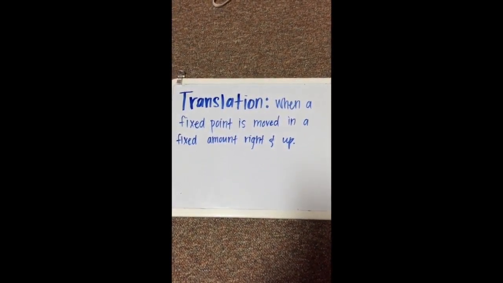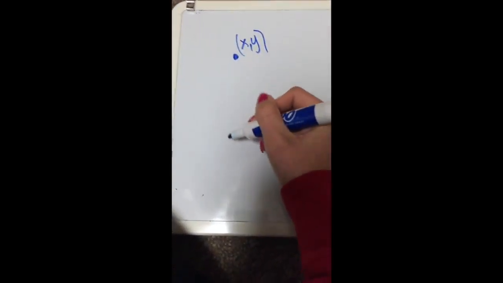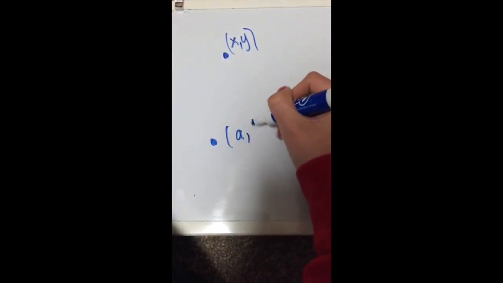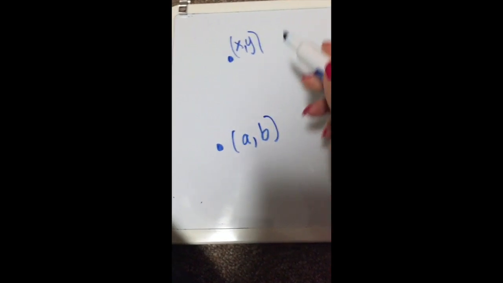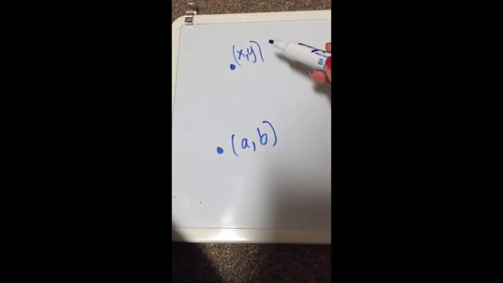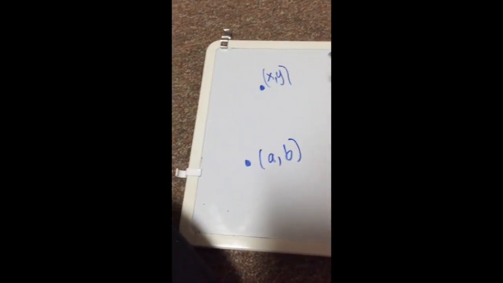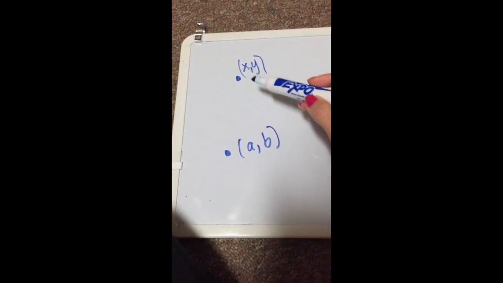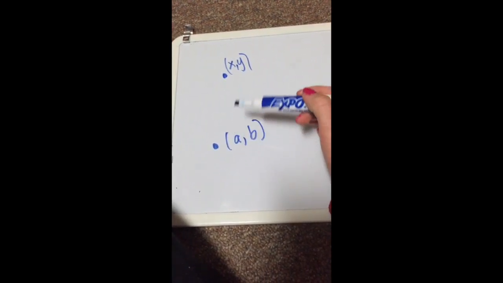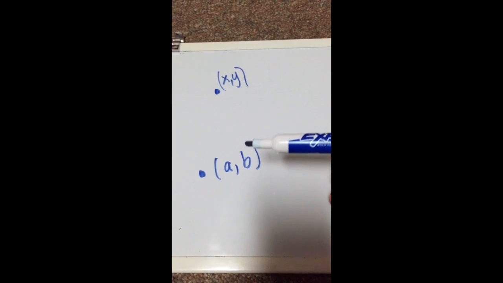We'll call this point X, Y, and we'll call this point A, B. So the X and the A represent how far right the point is, and the Y and the B represent how far up the point is. Our goal is to find the distance between X, Y and A, B and show that the distance is preserved between the 2 points.